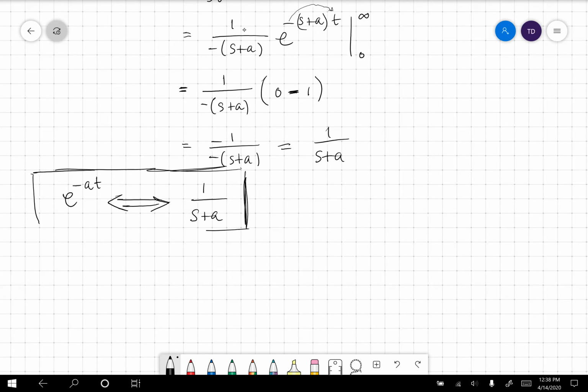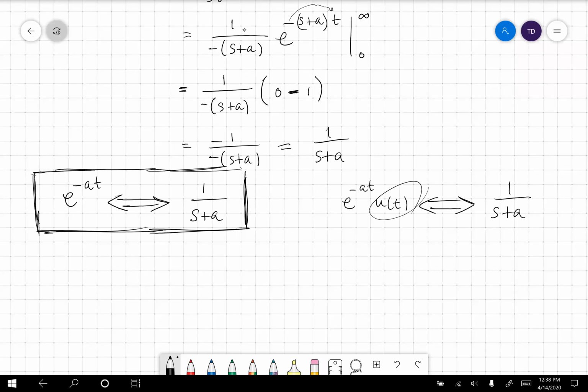I'll tell you the way I like to write these when we're worried about whether we're doing the one-sided or the two-sided Laplace transform, and your author does a lot of this in the textbook. e to the minus at u of t Laplace transforms into 1 over s plus a. Your author likes to throw the u of t in there, to make sure we're not getting anything on the negative side of the t-axis. Those were all fairly easy.